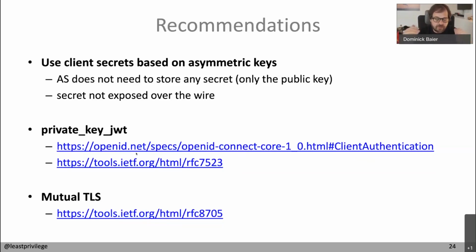So the whole network leakage, eavesdropping concern is not existing. There are many ways, but there are two official ways of leveraging asymmetric keys for client authentication. One is called private key JWT, and it's more like an application level solution where you are writing explicit code to sign something and then use that as an authenticator.